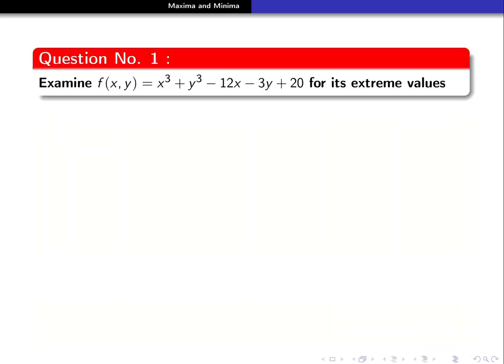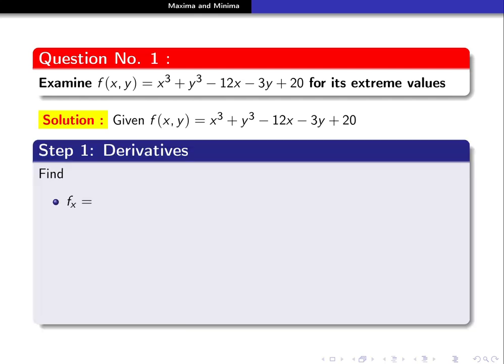Problem number 1. Examine f of x comma y is equal to x cube plus y cube minus 12x minus 3y plus 20 for its extremum value. Instead of maxima and minima, they are indirectly giving the extremum values. Therefore, given f of x comma y is equal to x cube plus y cube minus 12x minus 3y plus 20.